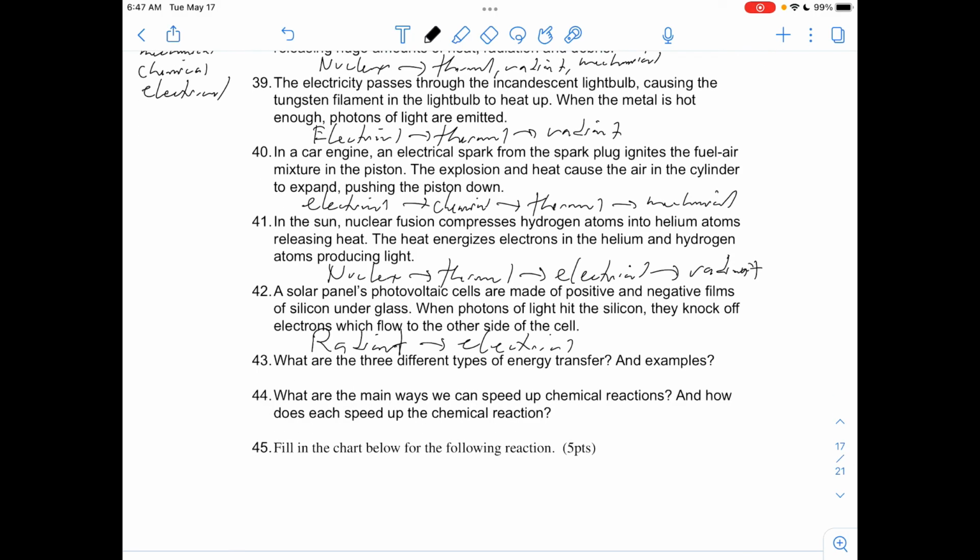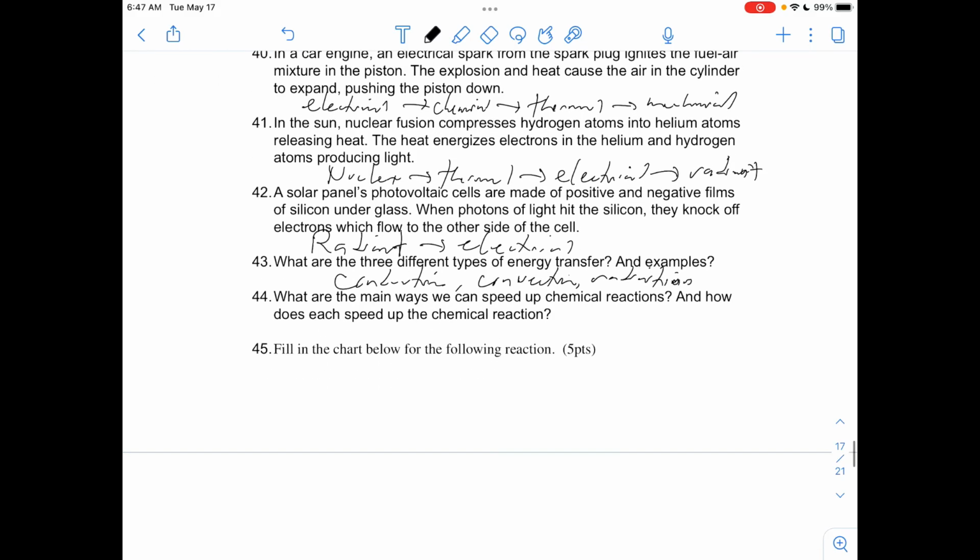Three different types of energy transfer. We already mentioned that: conduction, convection, and radiation. What are the main ways we can speed up a reaction? This is now unit 11, which kind of bled into unit 10 a little bit. There are 5 main ways. We can increase the concentration. We can decrease the volume of the container to make the atoms closer together. We can increase the temperature. We can add a catalyst.